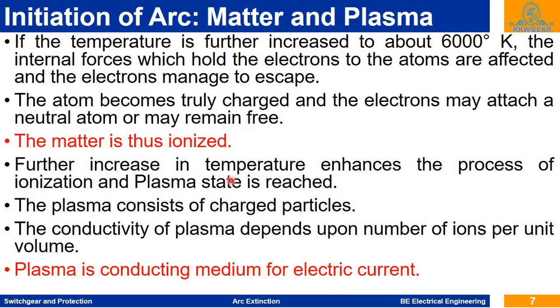A further increase in the temperature enhances the process of ionization and the plasma state is reached. This plasma state consists of charged particles, ions with positive charge and electrons with negative charge. So this is called a plasma state. In this plasma state, there is total ionization. The electrons are separated from the atoms, and there are only positive ions and electrons.